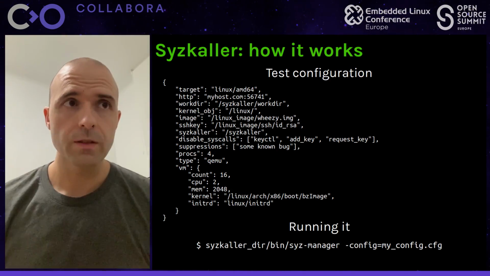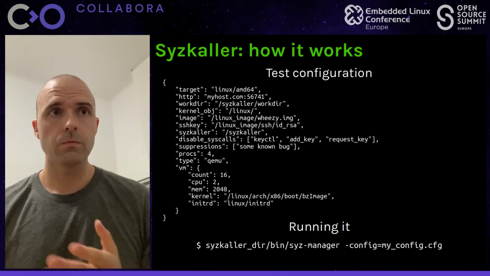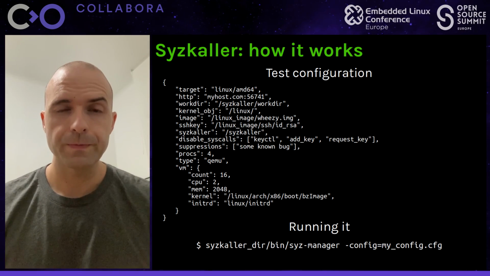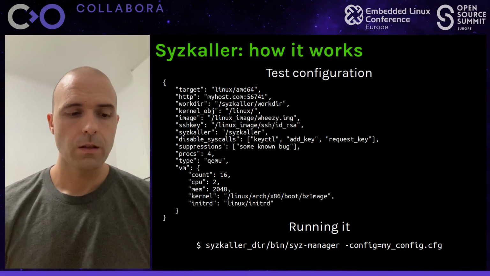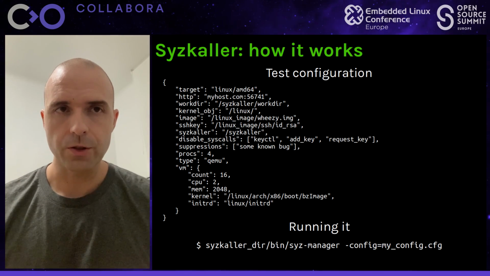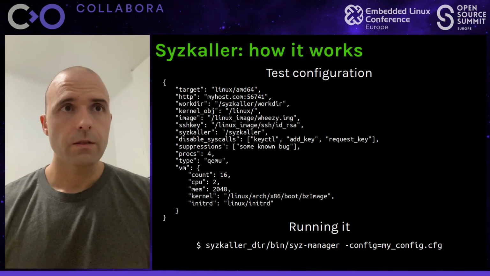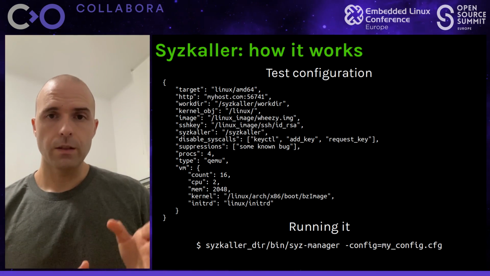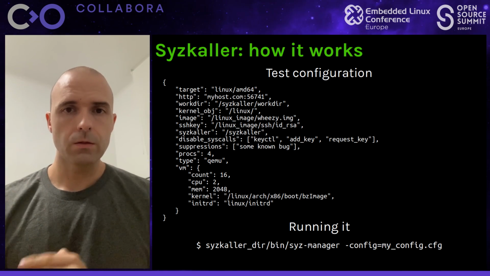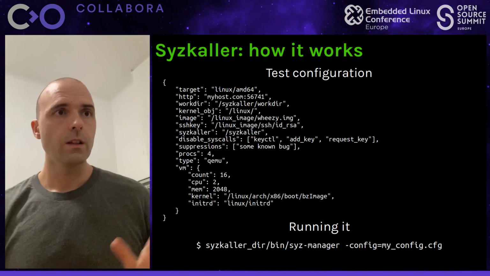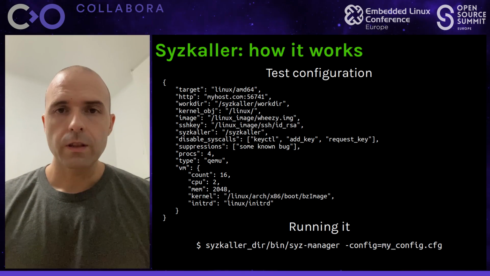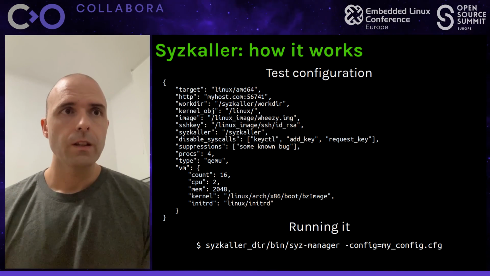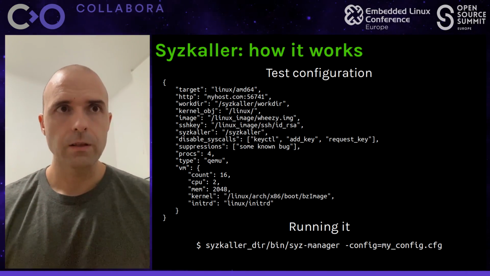Now, assuming that we have a test setup that is ready to be used by Syzkaller, for example, a virtual machine image. By the way, this is pretty well documented in the Syzkaller documentation. Now, to start a test, we have to create a configuration file that describes the target environment and the system calls that we want to enable or disable for this test. Here's an example in the slide. And once everything is in place, we can start Syzkaller by running syz-manager on the host and pointing it to the configuration file that we just wrote.